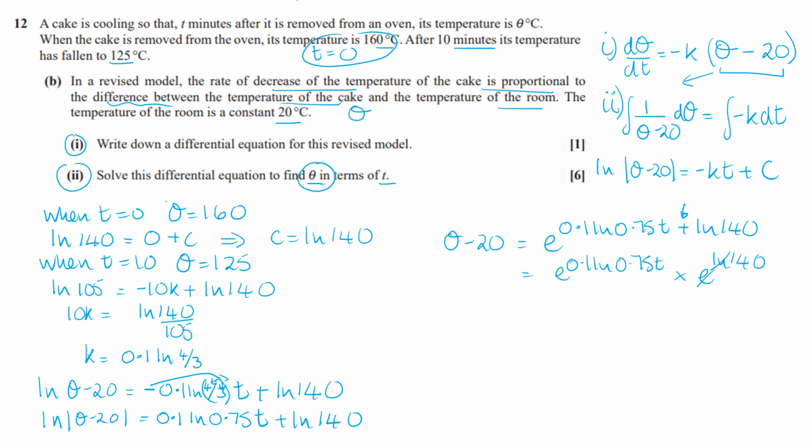Now they can cancel with each other, and we can just put that 140 on the front. So theta minus 20 is 140 e to the 0.1 ln of 0.75 t. Now we just make theta the subject. Theta is equal to 140 e to the 0.1 ln of 0.75 t plus 20.